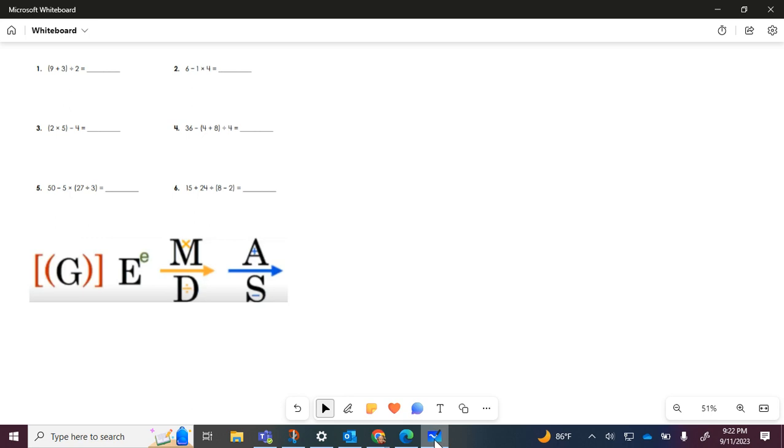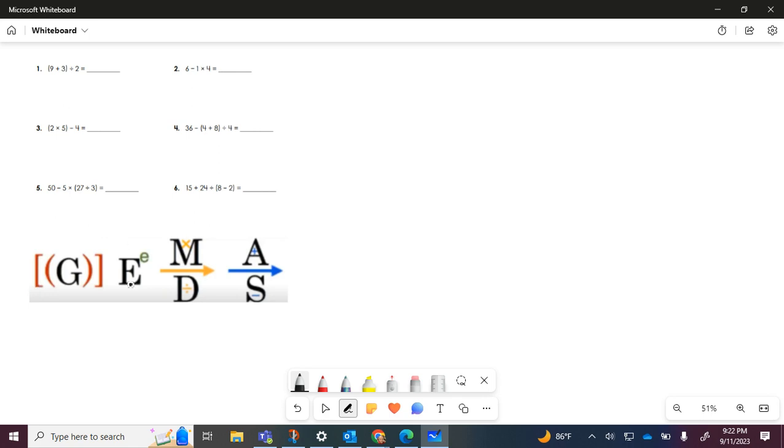All right, today we're going to go over some order of operations questions. If you look here at the graphic with the letters G, E, M, D, A, S, this is GEMDAS. These are the steps that we take in order to solve these numerical expressions. I like this image because it shows what each one stands for. The G stands for grouping: we could have parentheses, brackets, any kind of grouping.